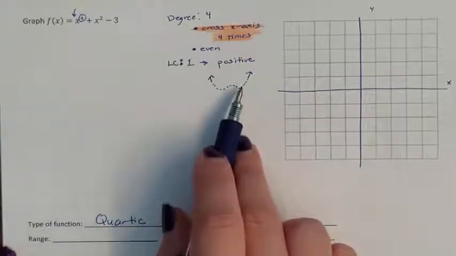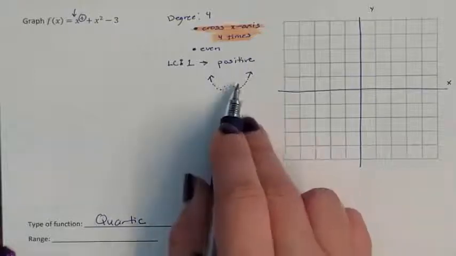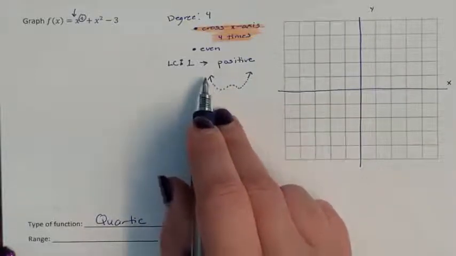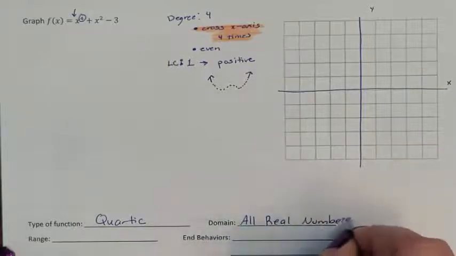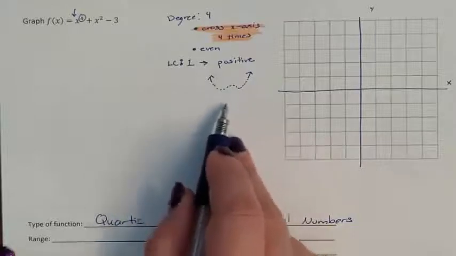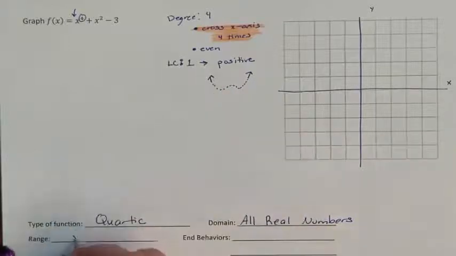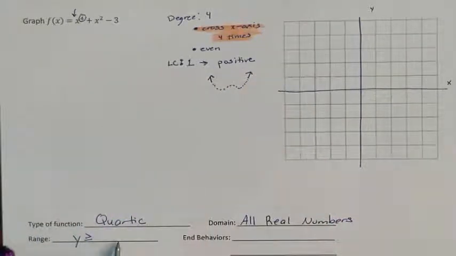From here, I am able to figure out my domain. Domain goes forever in the right and forever in the left, so my domain is all real numbers. Because they both go up, that means it's not going to forever come down, which means my range is going to have a cutoff point. We're going to have to graph it to figure out the cutoff point.